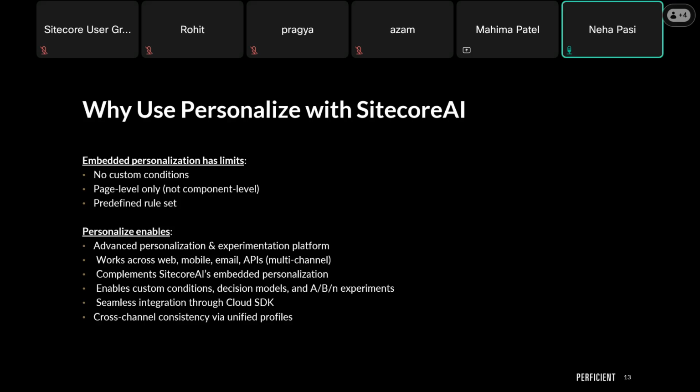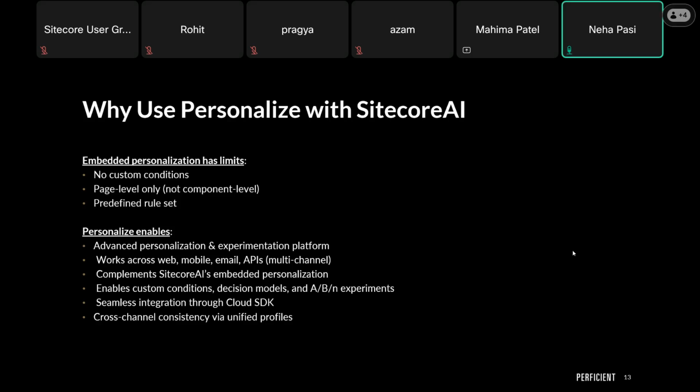The other limitation is that all the personalization happens at the page level. If you have worked on Sitecore XP or XM and done personalization on those pages, you must be aware that we used to apply personalization rules directly on the components, at the component level. But that has changed drastically with Sitecore AI: now the personalization happens at the page level.